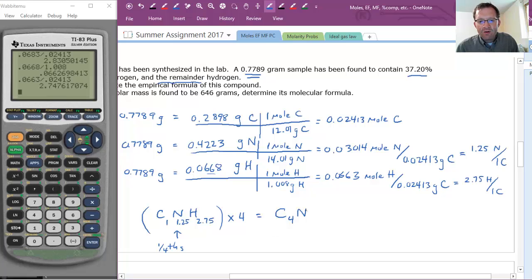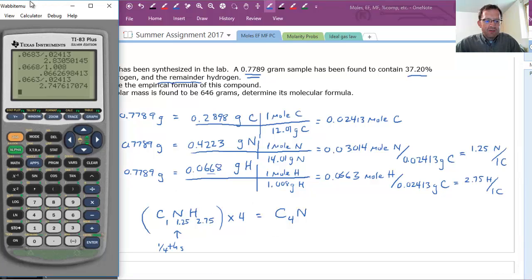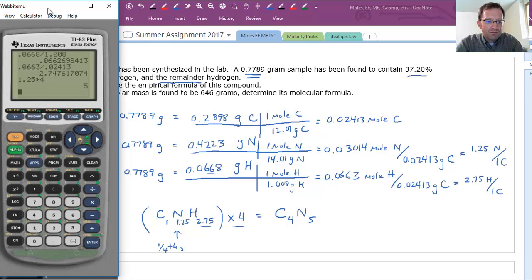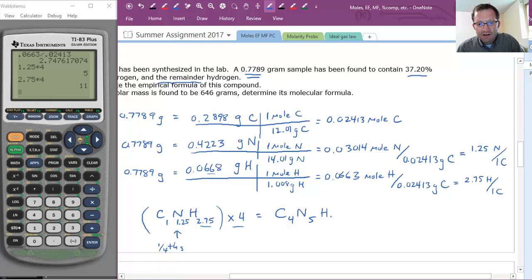But let's see, N, 1.25 times 4. Now some of you I know will just do this in your head, but let's just take our time here and show it. 1.25 times 4 is 5. So that's a 5 in my nitrogen. And then 2.75 times 4, that's my last one. Maybe that one's not as familiar to you, I don't know. 2.75 times 4 gives us an 11. Okay, now that means we've got H11.